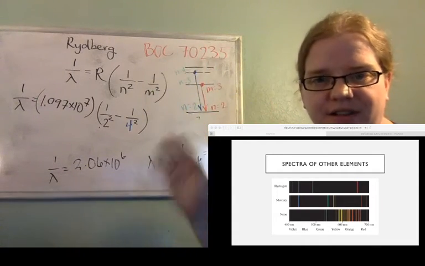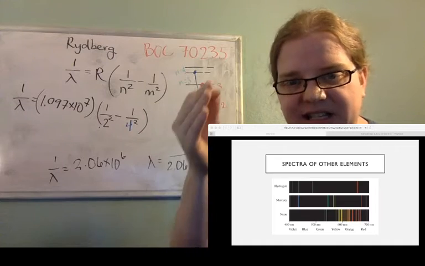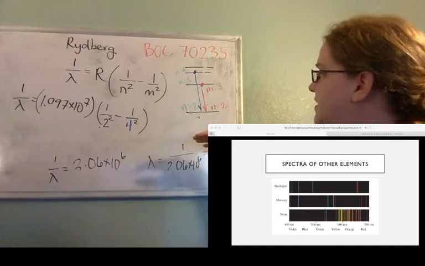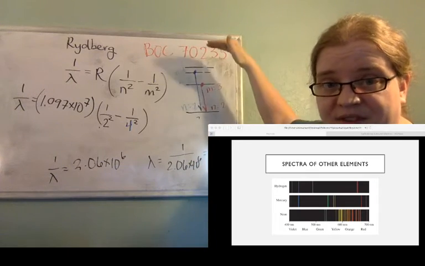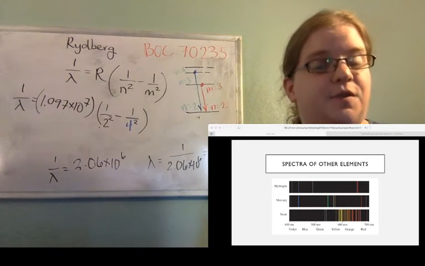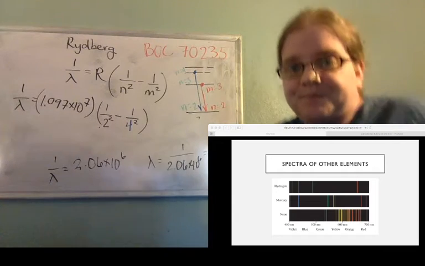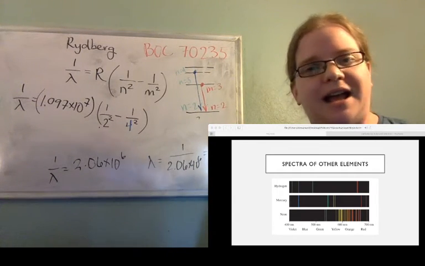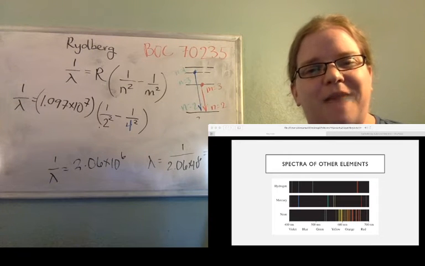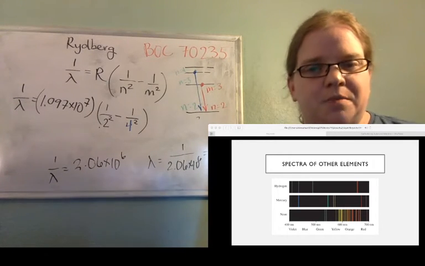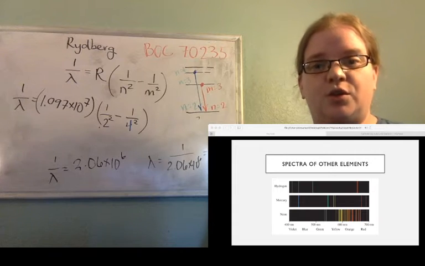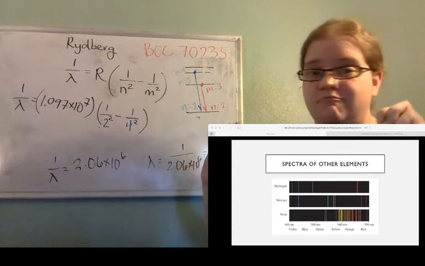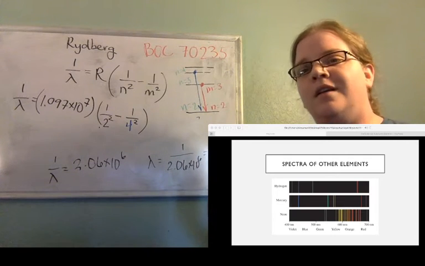Mercury's lines are in different places, right? We see different colors from mercury than we do from hydrogen. And that's because the energy levels will have different values for different elements. So it gets much more complicated as you get to atoms with more than one electron. Because in hydrogen, you only have one proton, one electron, and they interact with each other. That's fine, we can figure that out.